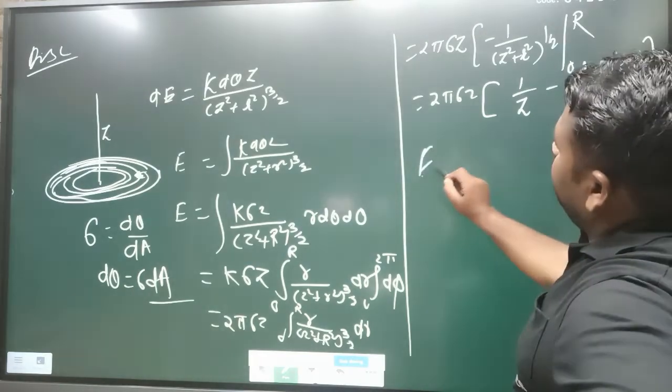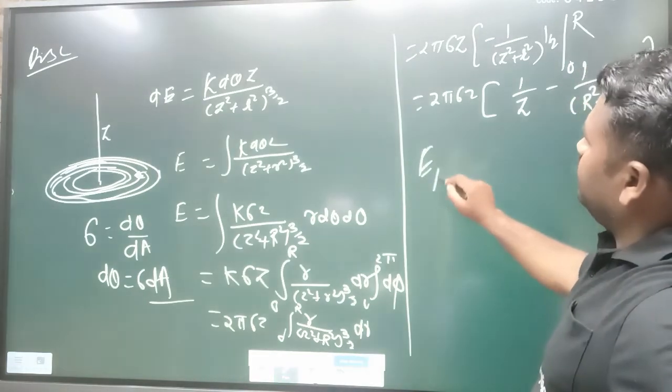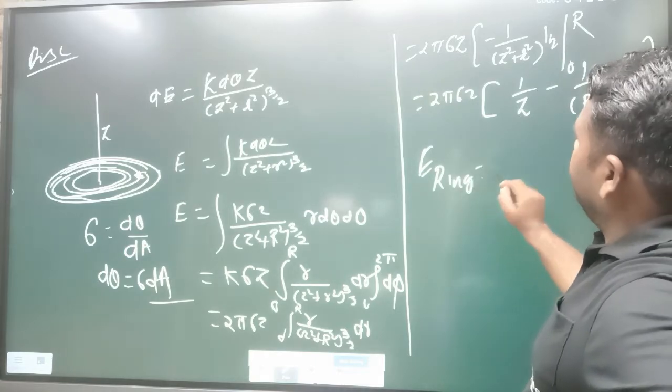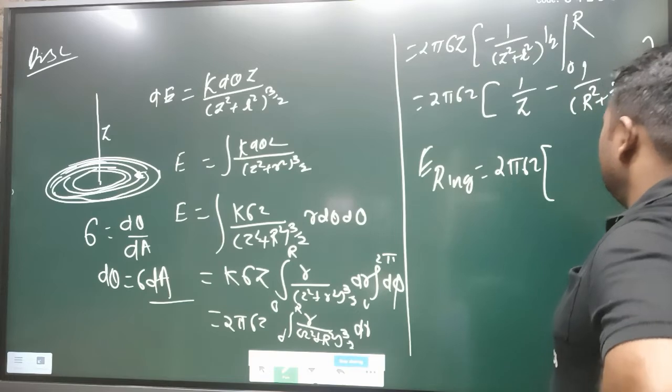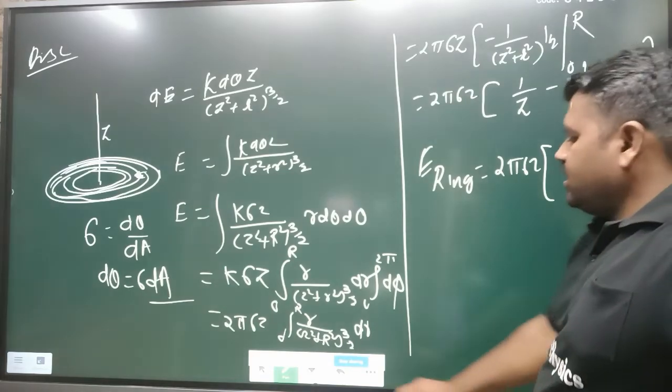This is the electric field because of a ring. A ring electric field, 2 pi sigma z. Here we can take sigma inside, z inside.